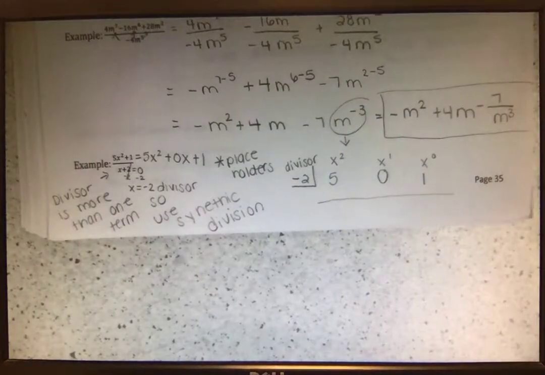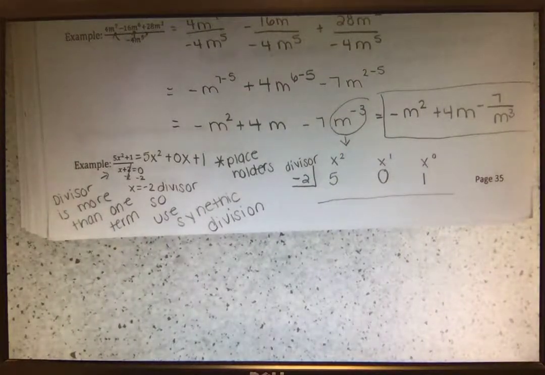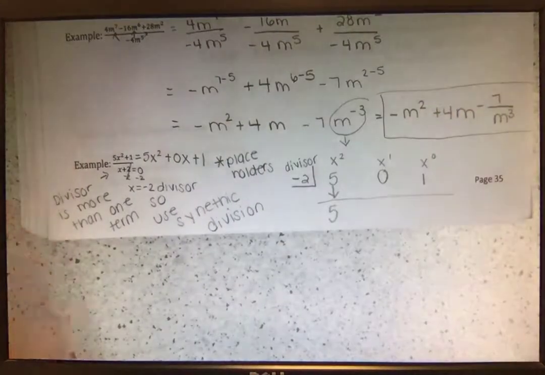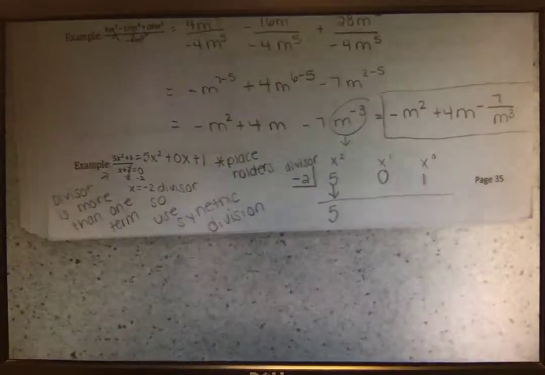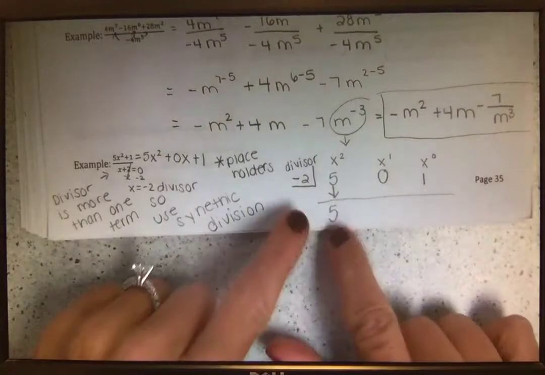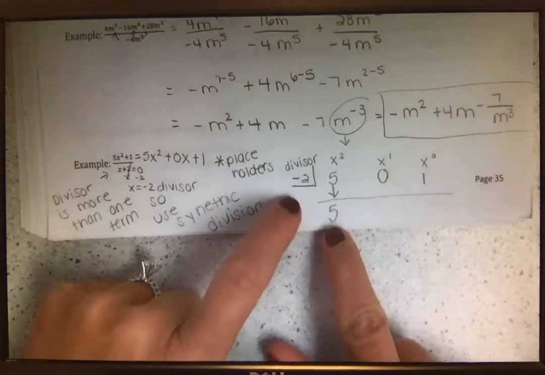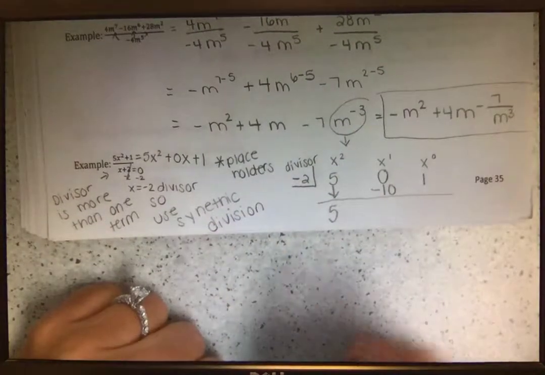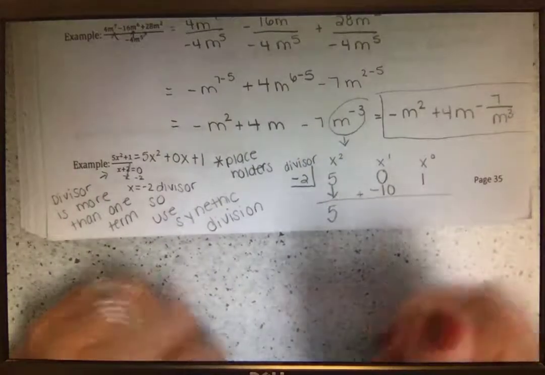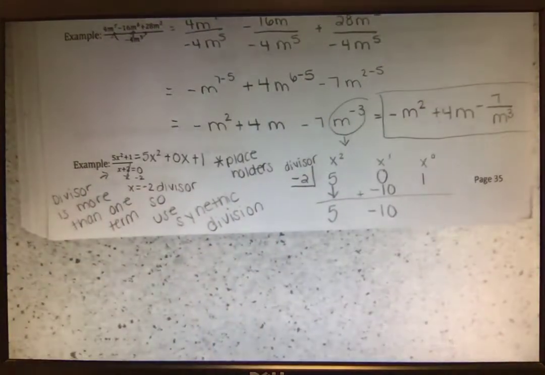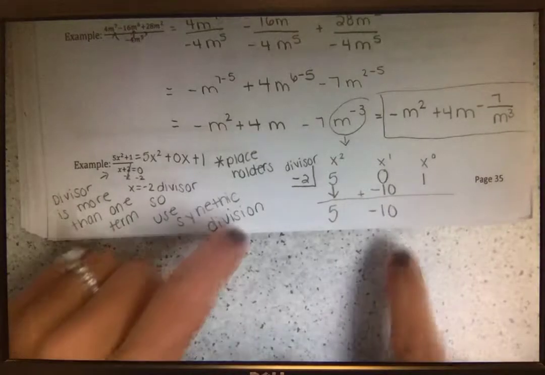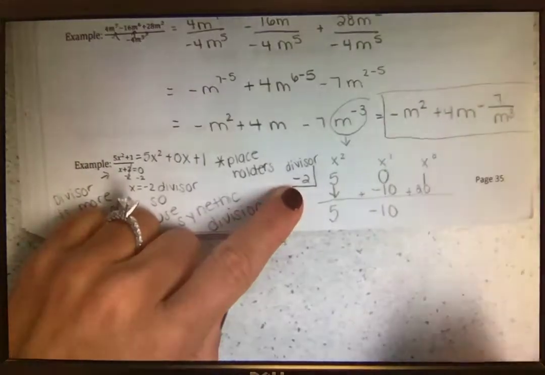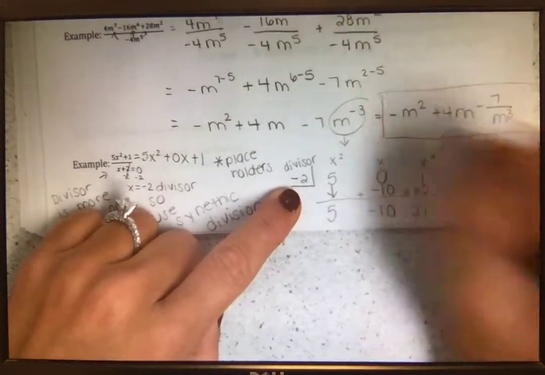So now we have this set up, so now it's just going to be a pattern that we're going to roll through. For our pattern, we have to start somewhere, so I want to bring down this first number. I want to bring down that 5. So now our pattern starts. So we're going to multiply up and then add down. So multiplying up, 5 times -2 is -10. And then adding down, so 0 plus -10 is -10. Again, multiply up, add down. So multiplying up, -10 times -2 is +20. Adding down, 1 plus 20 is 21.